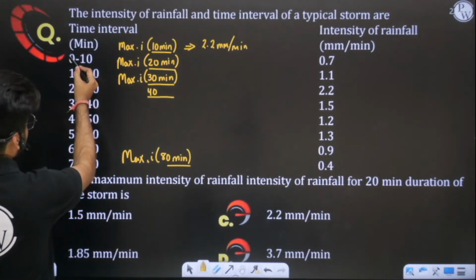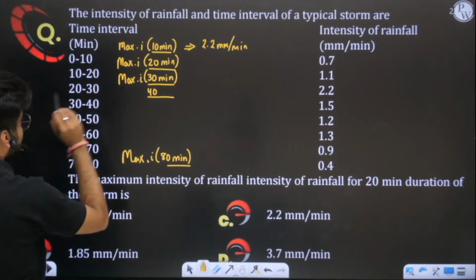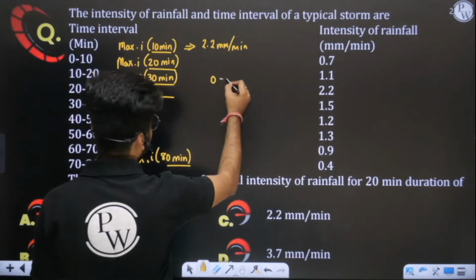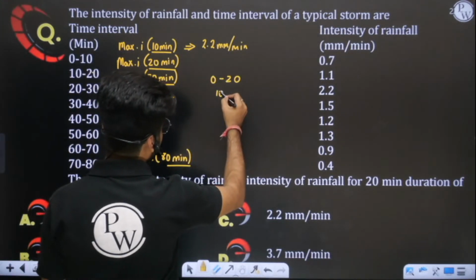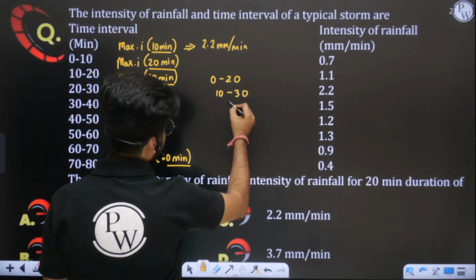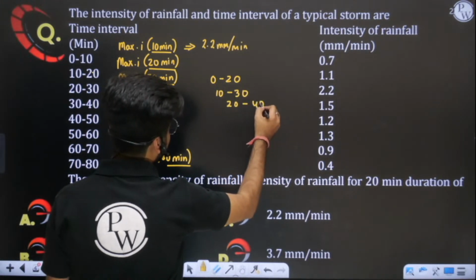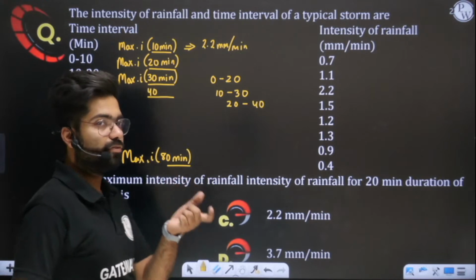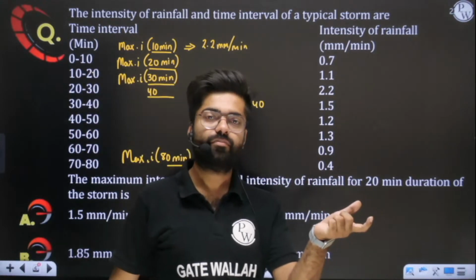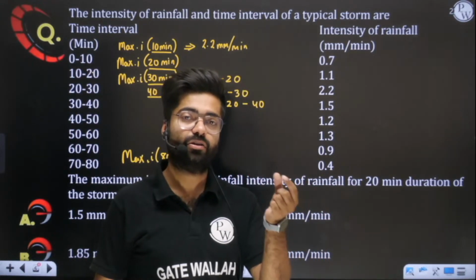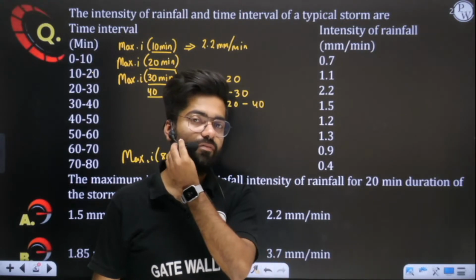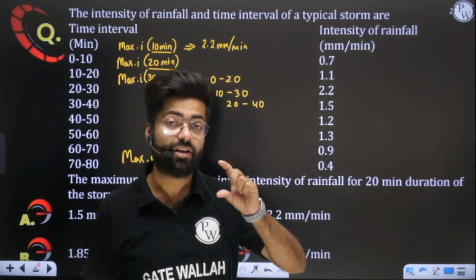The very first group will be from 0 to 20. The first 20-minute group will be from 0 to 20. The second group will be from 10 to 30. The third group will be 20 to 40, like this. Like this we will form 20-minute duration groups, and we will see where we are getting the highest.